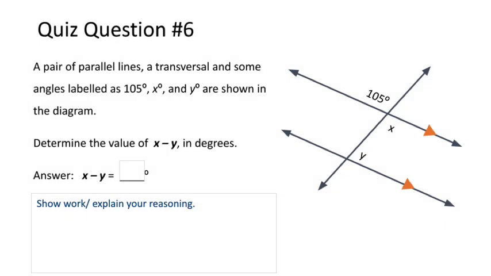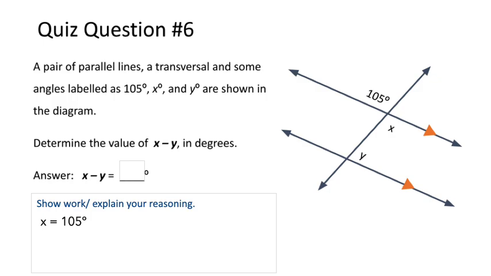Okay, the next question. We are asked to determine the value of x minus y. To do that, we want to first consider either x or y. I'm going to start with x. I'm noticing that x and 105 are vertical angles. X equals 105.